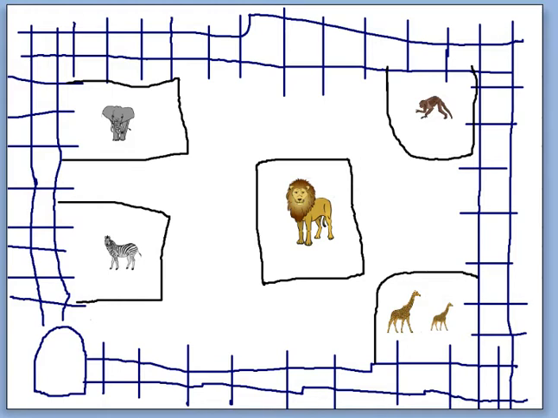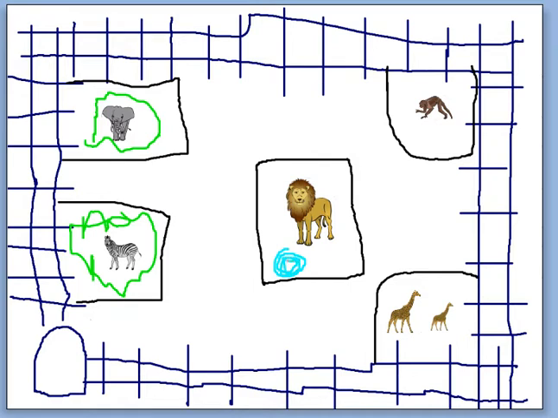Then I'm thinking about some of the things that these animals might need. Like, they're going to need grass in their habitat, so I'm going to draw some grass. And what else are they going to need? Oh, definitely, they're going to need some water. So I'm going to need to add some things for them to drink. And I think the giraffes are probably going to need trees because they like to eat their leaves off of big, tall trees. So here, I'm going to draw some trees.